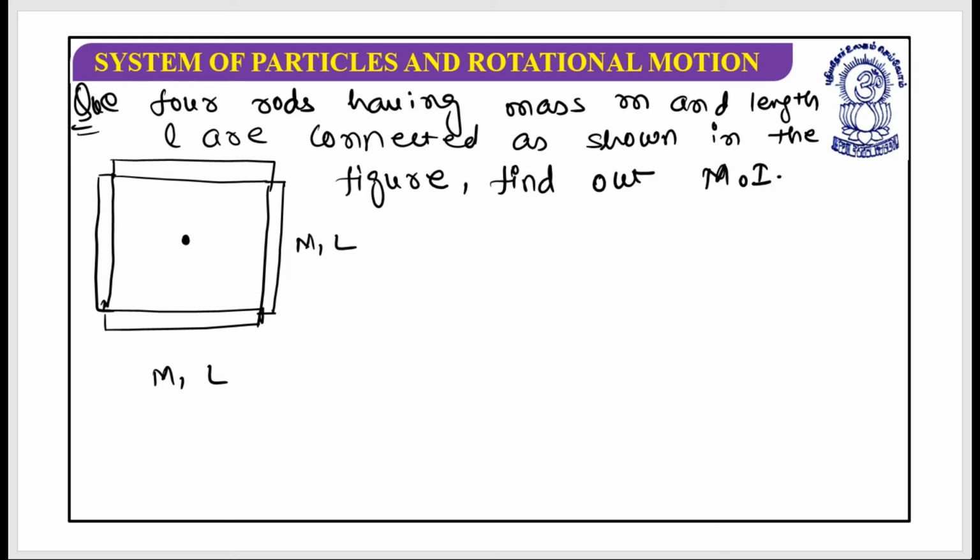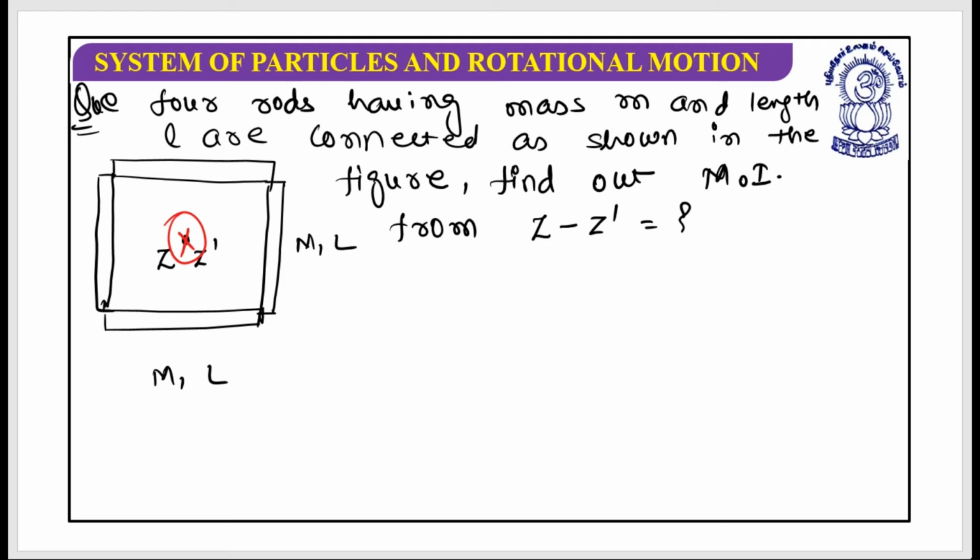Mission impossible? No. Find the moment of inertia about the axis, let's call it ZZ dash. So how will you do this? Any idea how I shall do this?